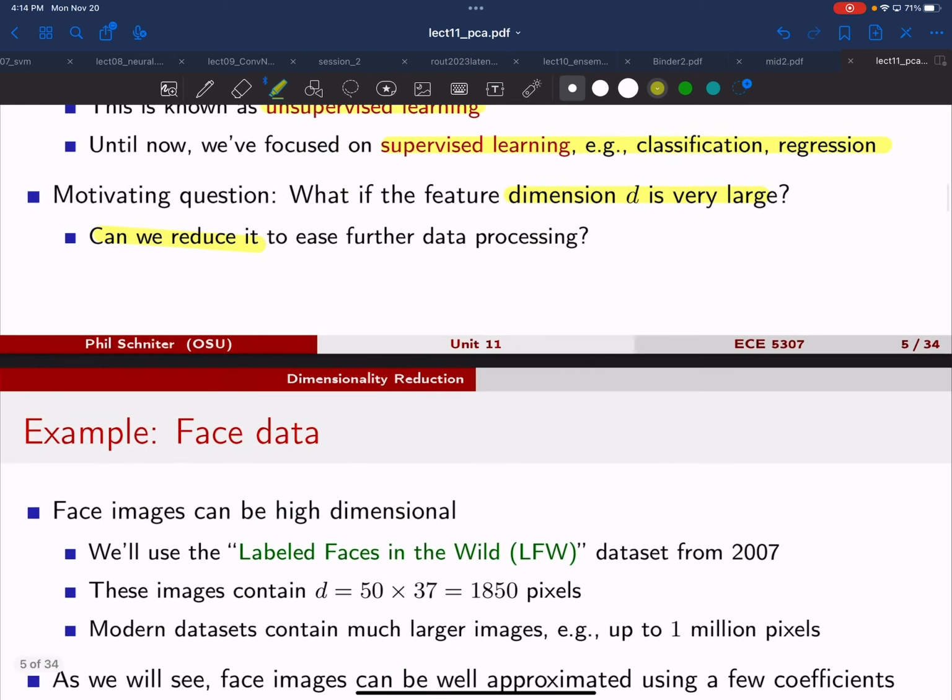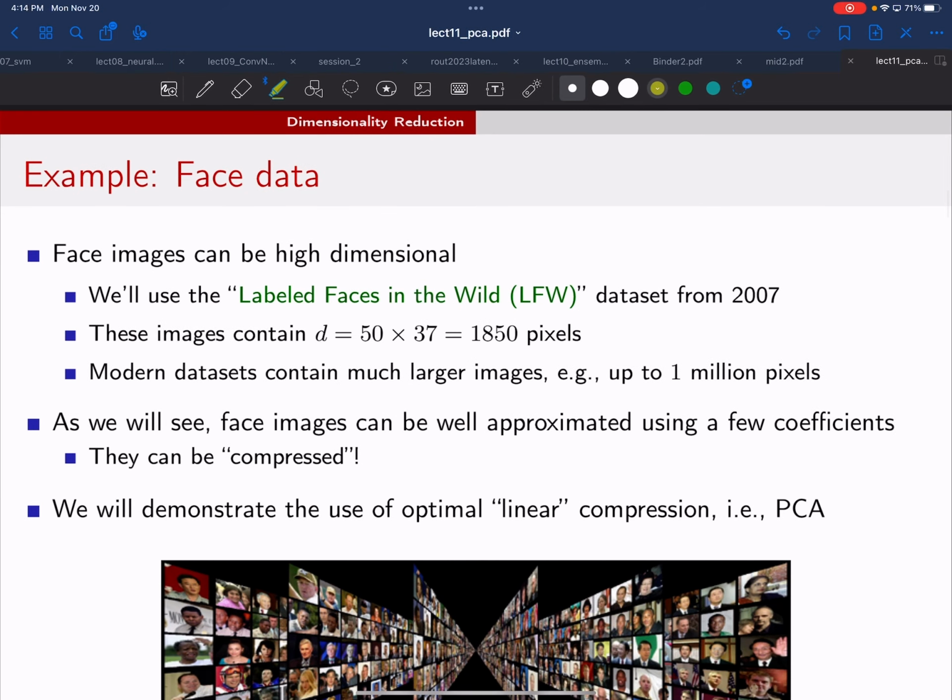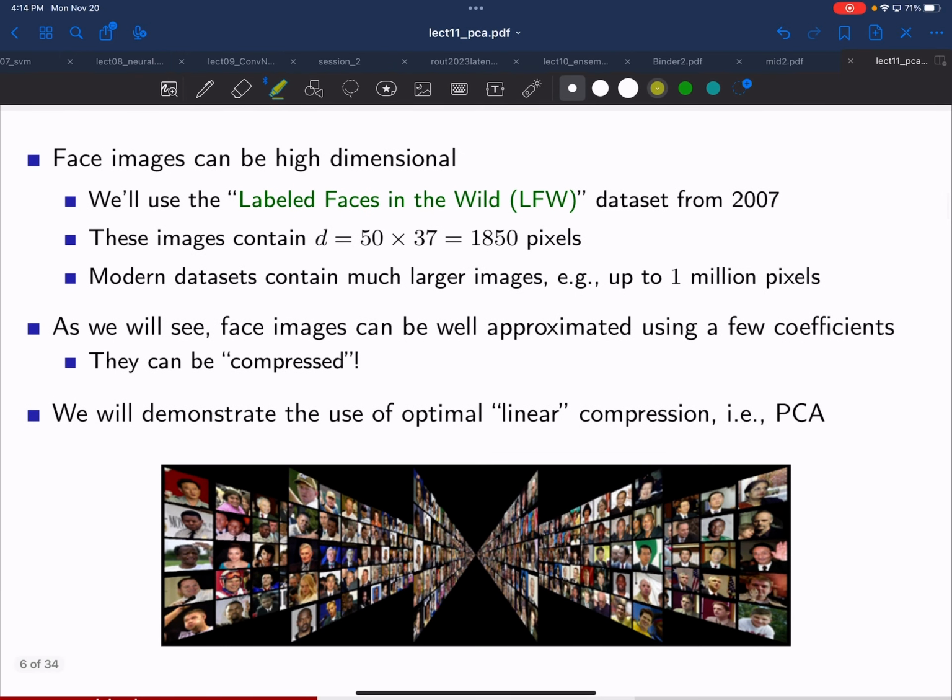Okay. So let's talk about just an example data set that we'll be using in this unit. So images, or images of faces, these can be high dimensional. When you look at today's image databases or image data sets, it's not unusual to find images with almost 1 million pixels in them. So we're not going to be working with such high dimensional images. We're going to be working with an older data set from 2007. These images are 50 by 37, so actually they're quite small. But still, 50 times 37 is 1,850.